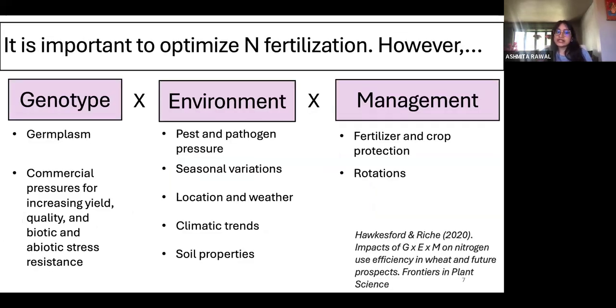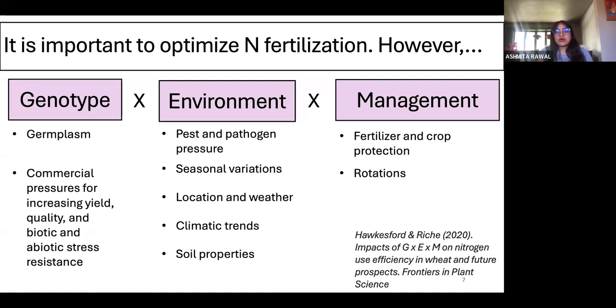We have already established that it is important to optimize nitrogen fertilization in corn cropping systems, but it is challenging at the field level due to complex genotype, management, and environmental interactions. These include genetic variations, weather variations, climatic variations, soil heterogeneity, disease pressure, different residue management strategies, fertilizer management, different cropping systems, cover crops, crop protection, etc.